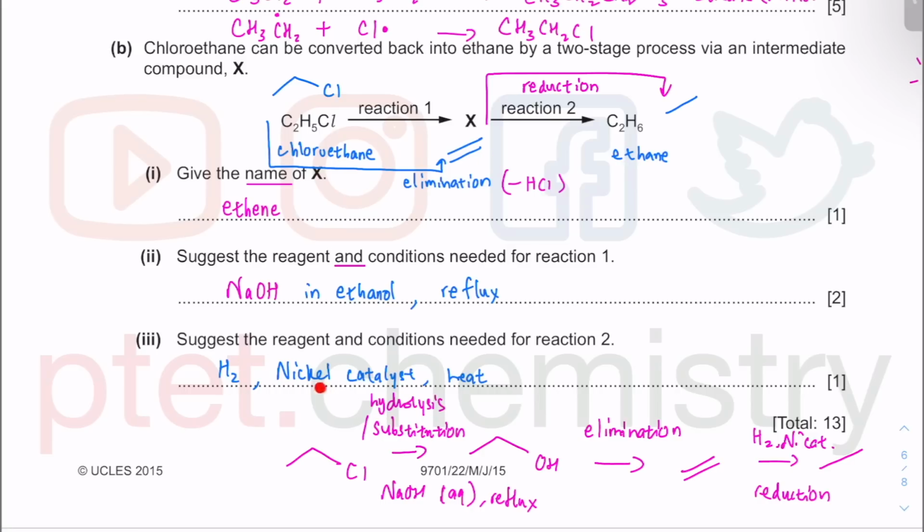This is a heterogeneous catalyst, the definition of which is required in the Redox reaction topic. The catalyst is in a different state, different phase from your reactants there. So you need to heat it around 200 or 300 degrees Celsius, which would have been fine. And that's it really for this 13-mark organic chemistry question.